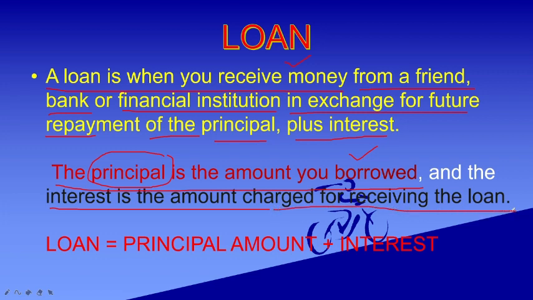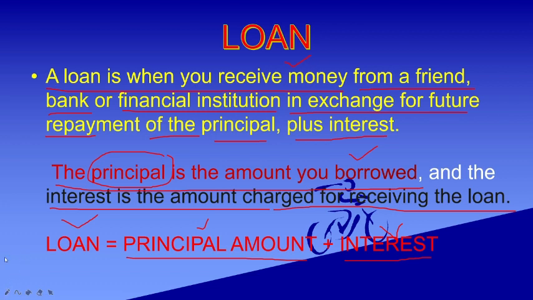Suppose you receive a loan, so the bank or your friend or financial institution charges some money. Okay, so that money is called what? Called interest. Okay, so the addition of principal amount plus interest together is called loan, which we have to take. Okay, so what is loan? Loan is the principal amount plus interest.